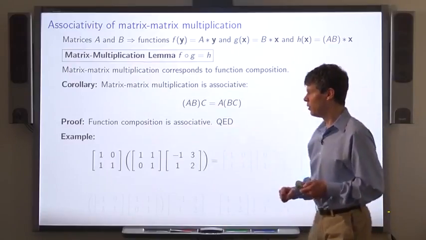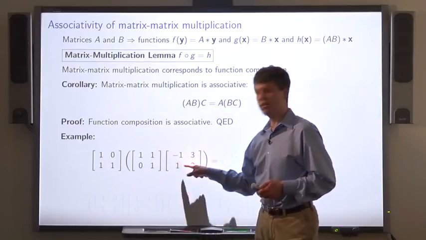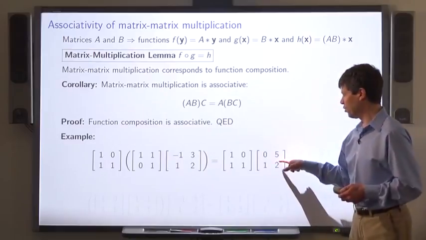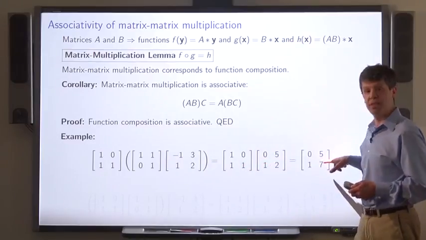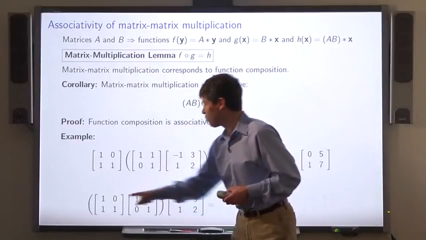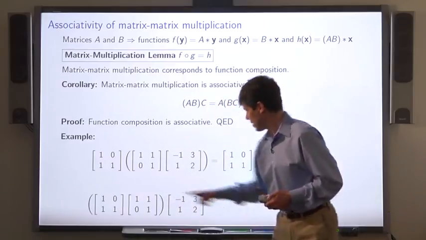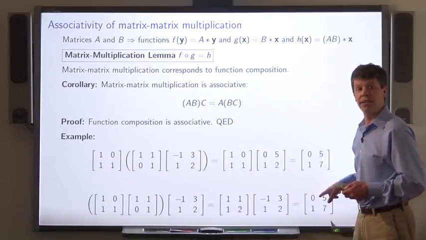Here's an example. Three matrices. Let's say first we take the product of the second and third, getting this one. Then we take the product with the first, and we end up with this matrix. We could also first take the product of the first and the second, getting this matrix, and then multiply that by the third, and we get the same matrix.